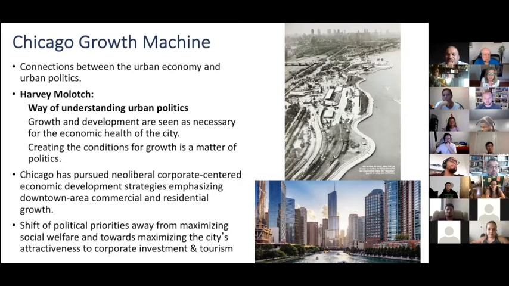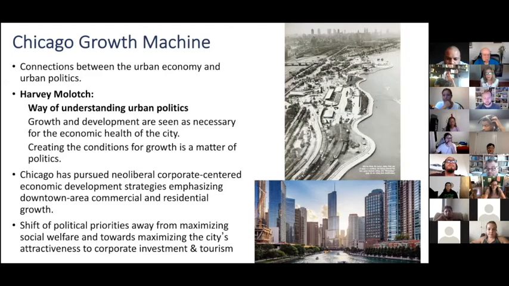And what we have seen happen in Chicago, in every global city, this isn't even just unique to the United States. We see the same things in London, in Tokyo, in Paris, where we have pursued neoliberal, corporate growth-centered economic development in the downtown and in Chicago on the north side, to promote corporate growth, residential growth, and we've shifted priorities away from maximizing the social welfare of the citizens that live in the city, and instead focused on attracting corporate investment and tourism.